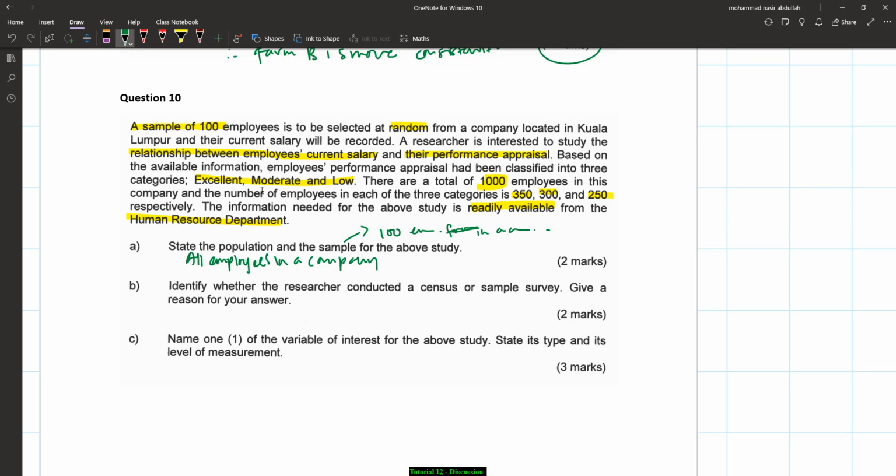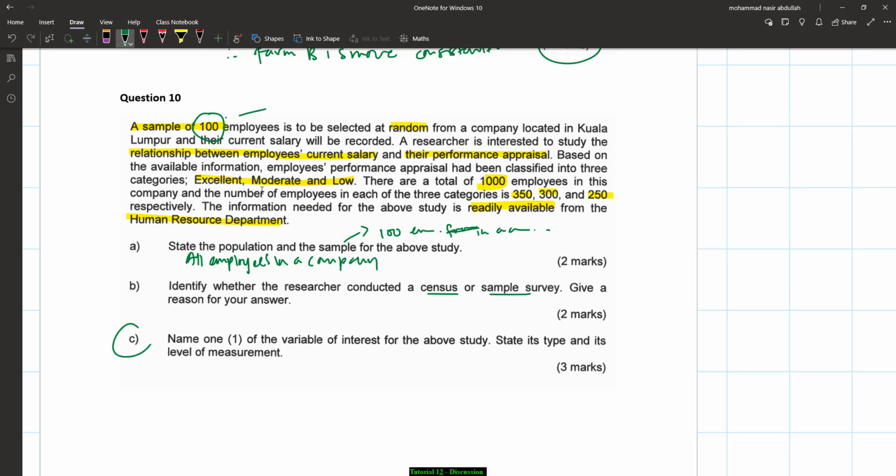Identify whether the researcher conducts a census or sample survey. Of course, it is a sample survey, because they only select 100 employees randomly from the company. It's a sample survey. Let me confirm it. Yes, correct.